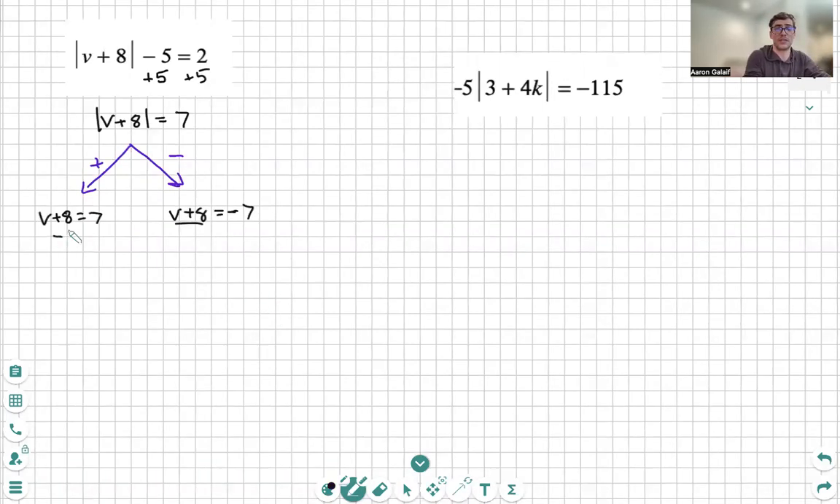We are going to solve these individually, and we see v is equal to -1 on the left. We add -8 over here, subtract 8, v equals -15. So we have two values that satisfy this equation, right?